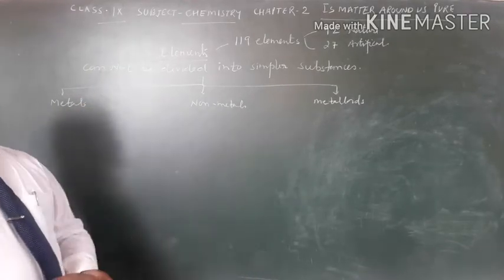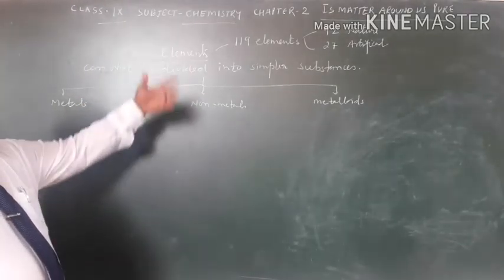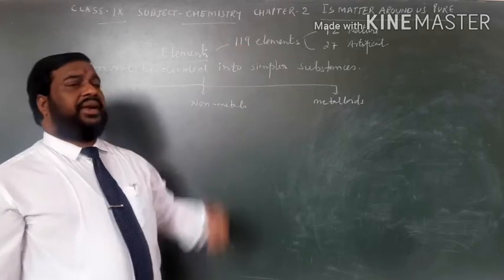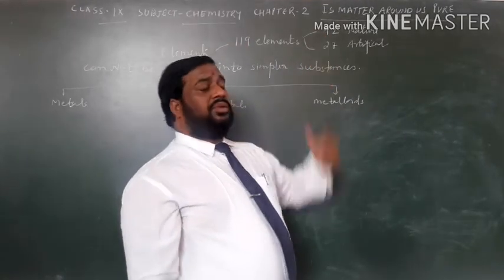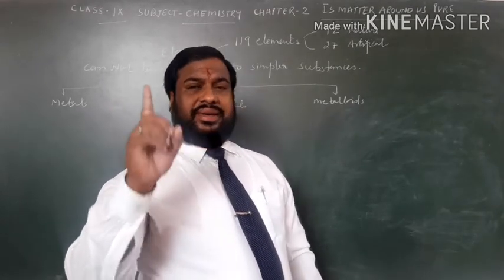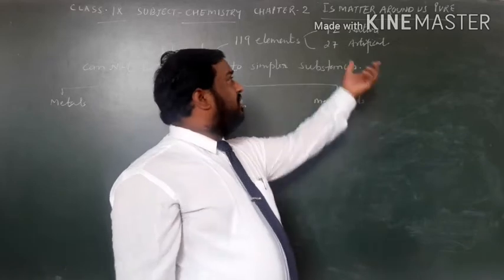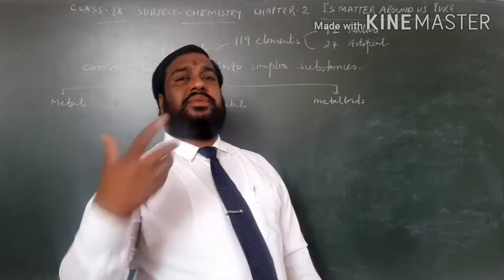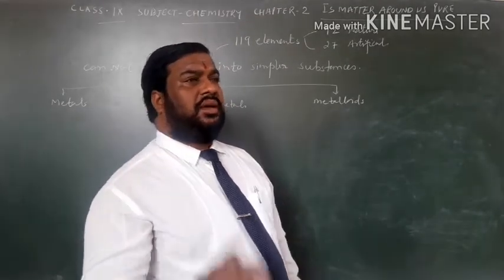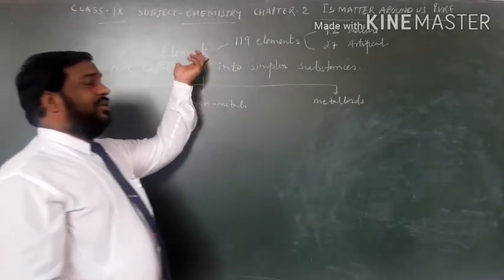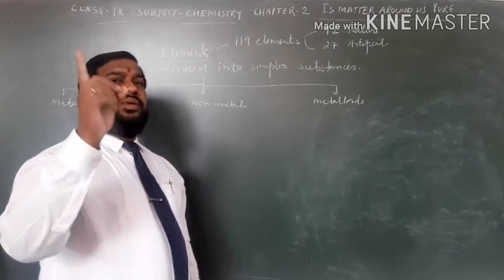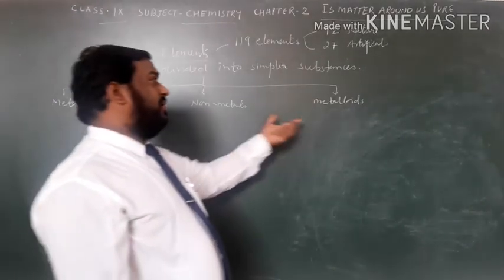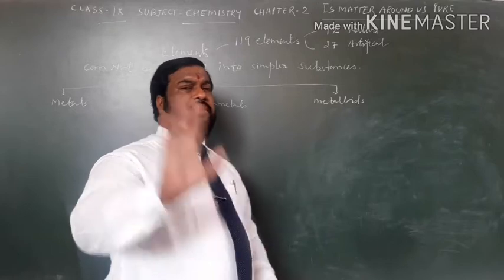Elements cannot be divided into simpler substances. These elements total 119. Out of 119, 92 elements occur in nature, and the remaining 27 elements are synthetically or artificially made by humans. These elements are further divided into three categories: metals, non-metals and metalloids, as you know very well from the previous class.